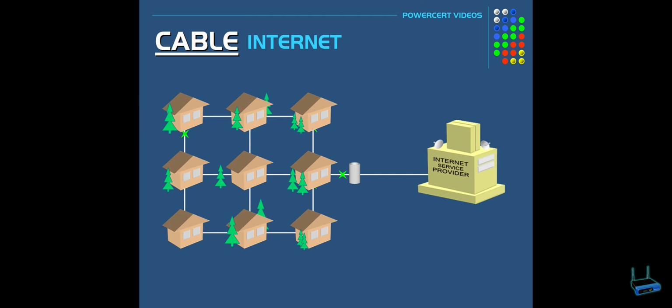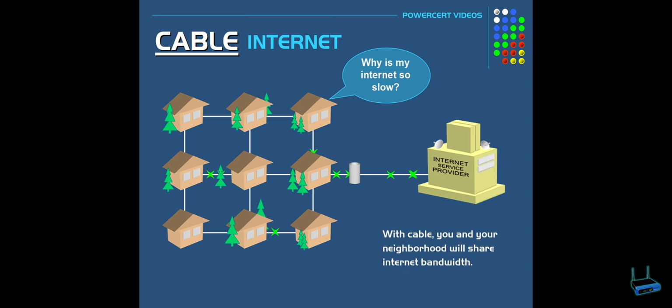Now, cable does have a downside, and that's because you, along with the other homes in your neighborhood, will all have to share a pool of bandwidth that's been provided by your cable provider in your area. So what that basically means is that during peak hours of surfing the internet or streaming or downloading, you may experience a slowdown in your internet speed. And that's because the people in your neighborhood are all using the internet bandwidth.